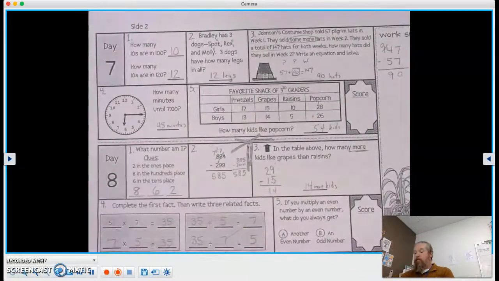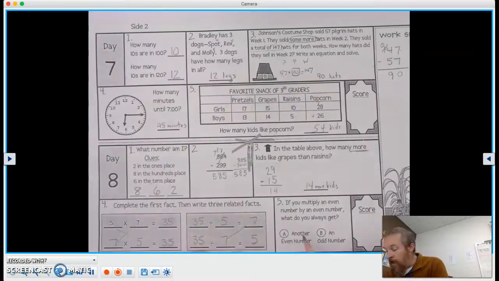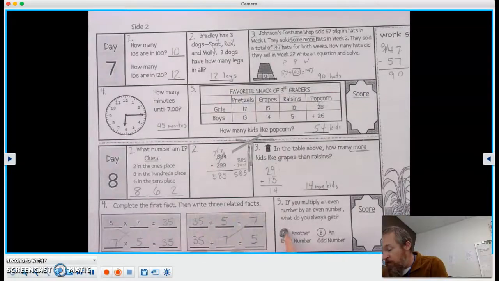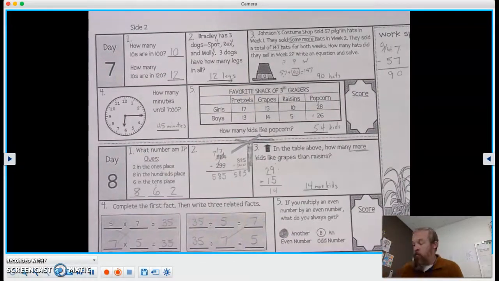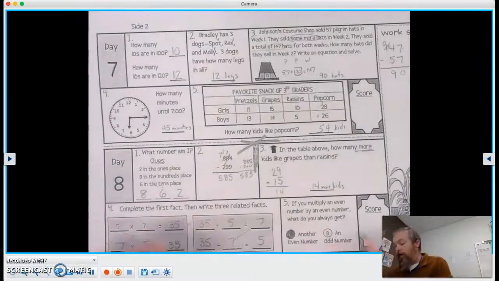All right. If you multiply an even number by an even number, what do you always get? It's kind of like you're adding an even number and an even number. A 2 plus a 4, a 4 plus an 8, a 0 plus a 6. It's always even. 2 evens are always even. Add 2 evens, it's always even. Multiply 2 evens, always even. So, another even number.